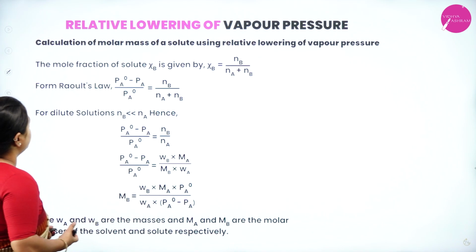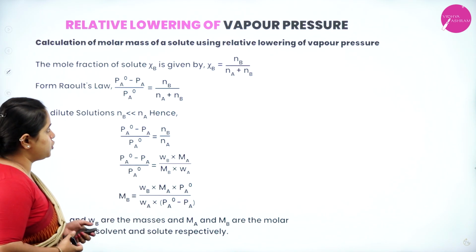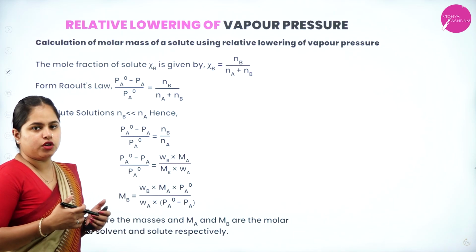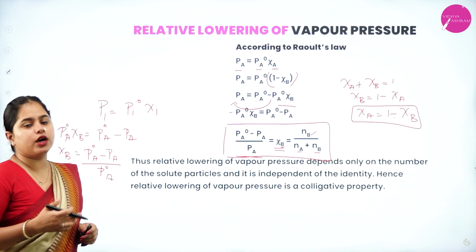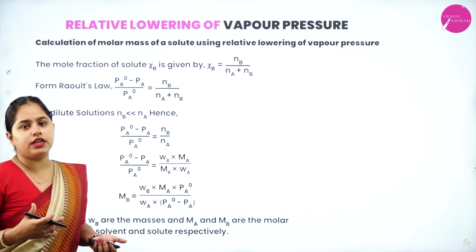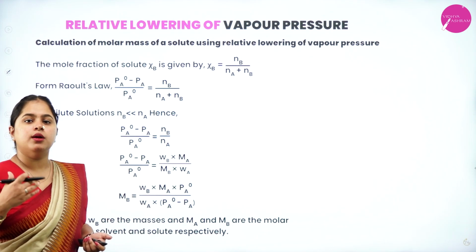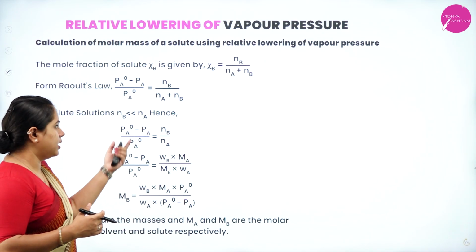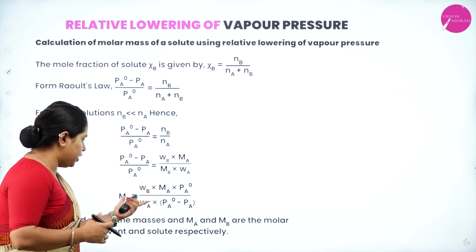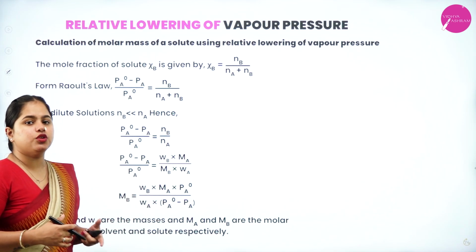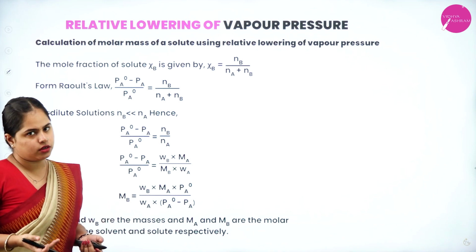Yes. Now, moving on to the calculation of molar mass of a solute using relative lowering of vapor pressure. Using this particular equation that we have derived, we are going to derive an equation from which we can calculate the molar mass of the solute. So, you will get questions regarding this. This derivation will not be asked. You need to have an idea about this equation. This equation is important, from which you can calculate the molar mass of the solute, right?